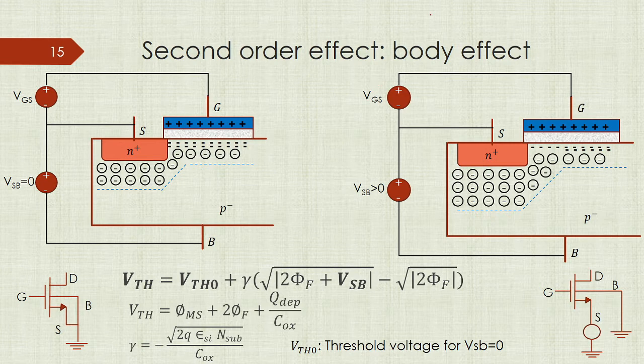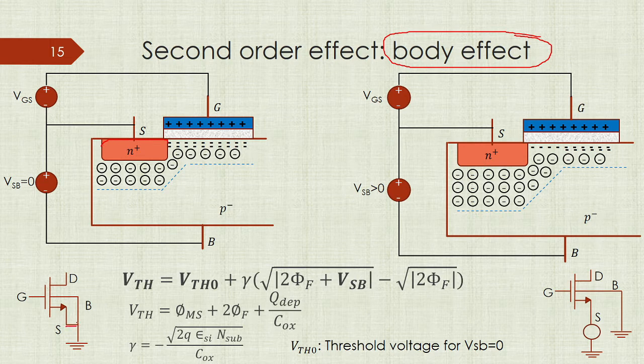Well, there are some second order effects because we have only used very simplified models. One of the first second order effects is called body effect. We analyzed this effect in the previous video, and now we repeat that part.